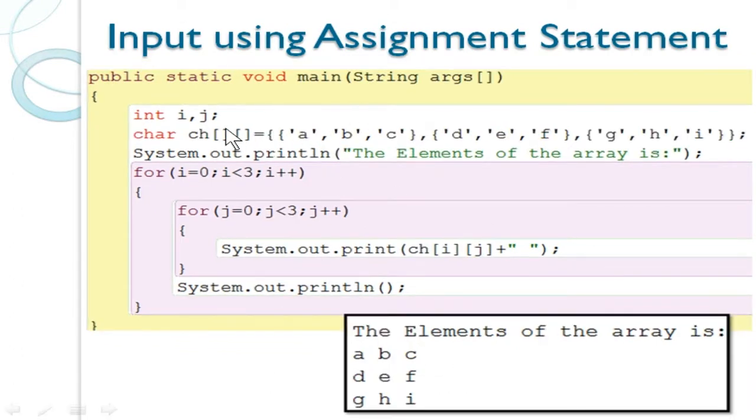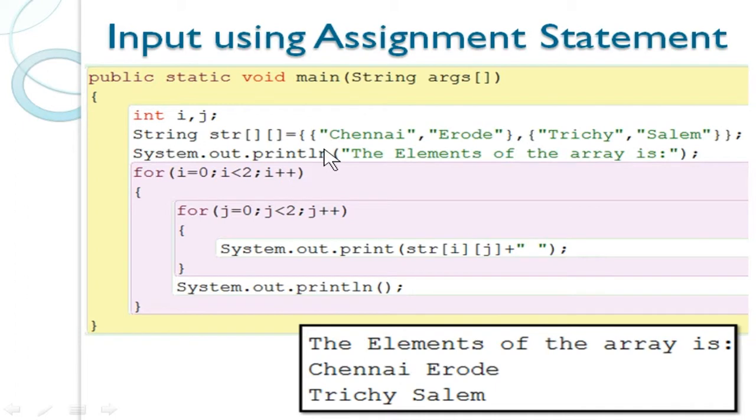Second, you are going to have assignment statement for character double dimensional array. Only difference here is you have to use single quotes for each element and the remaining is same, and you got a nested loop to display the character array, so you will get the output in matrix form.